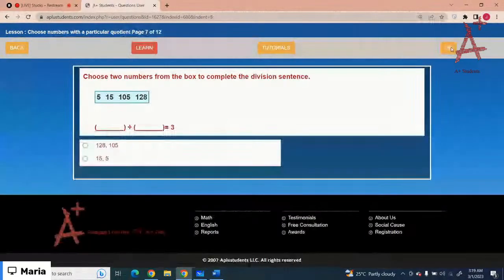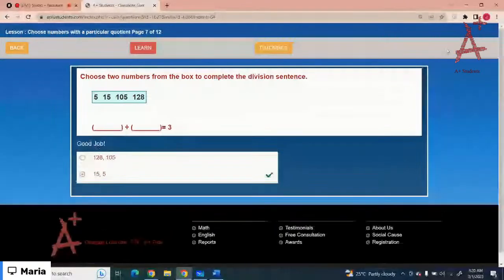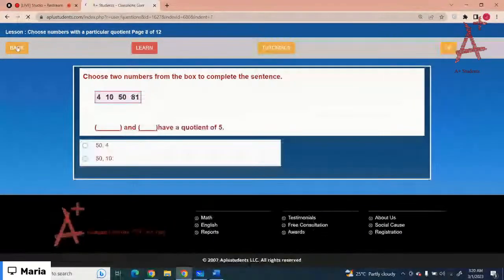Okay, the next one is choose two numbers from the box to complete the division sentence. Just look at the first option, 108 and 128 and 105. Can you divide 128 by 105? No. Just look at the second option, 15 divided by 5. 5 times what number makes 15? 5 times 3 makes 15. So 15 and 5 have a quotient of 3. Got it? You can complete the test by yourself later today.